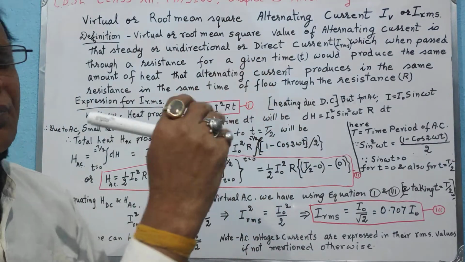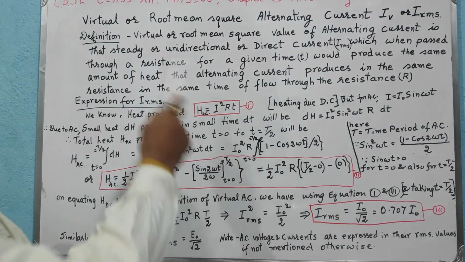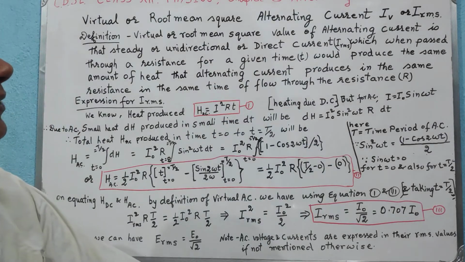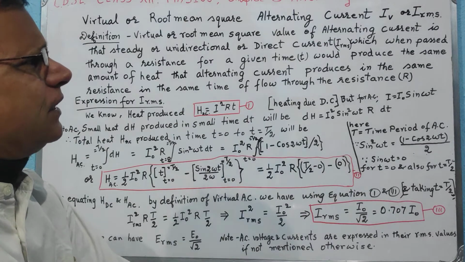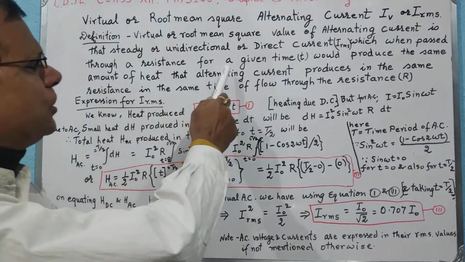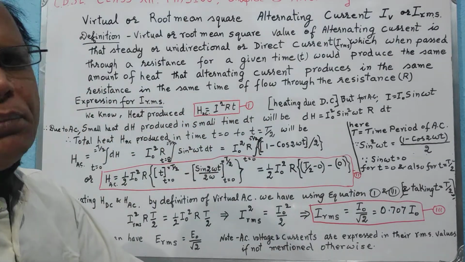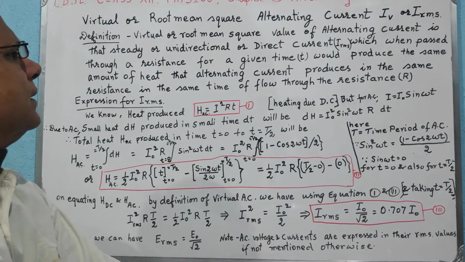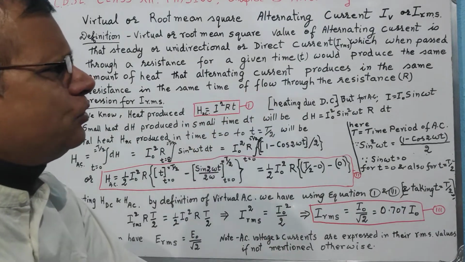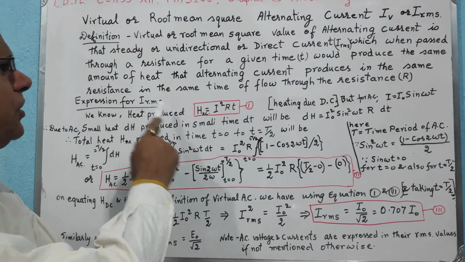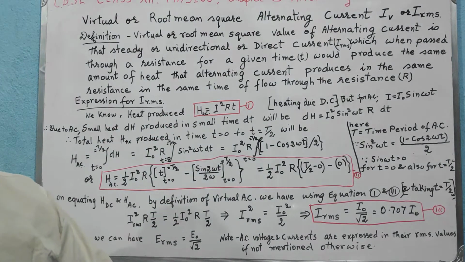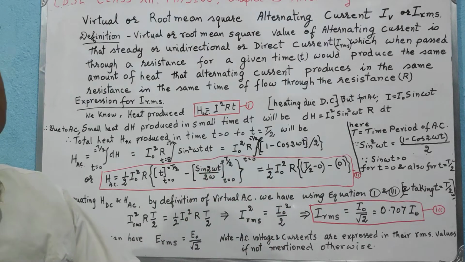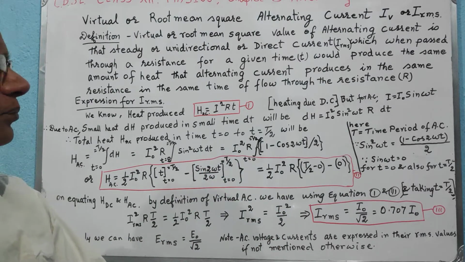So here we define the virtual or root mean square value of alternating current as that steady or unidirectional or direct current which when passed through a resistance for a given time would produce the same heat that alternating current produces in the same resistance in the same time of flow through the resistance. Means we are having it in terms of equal heating effect.